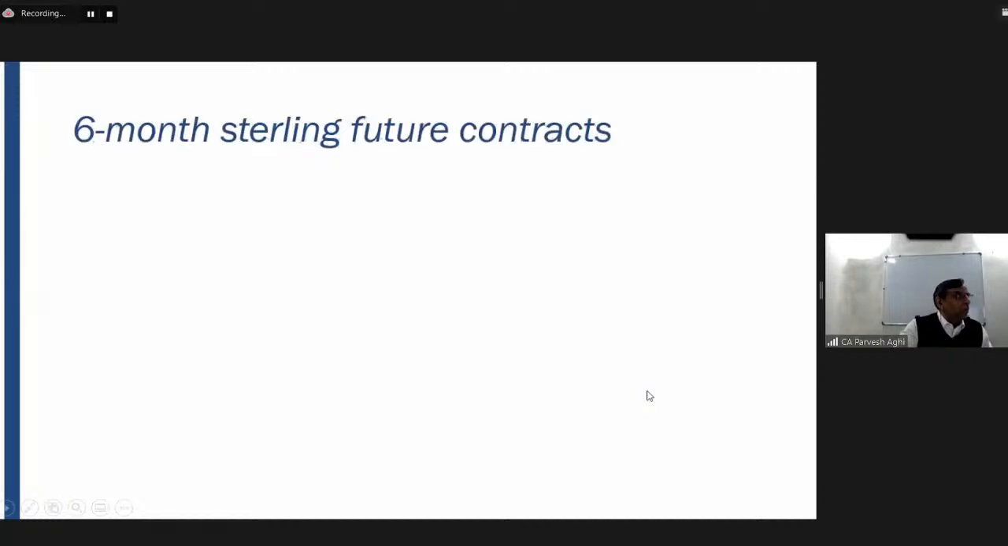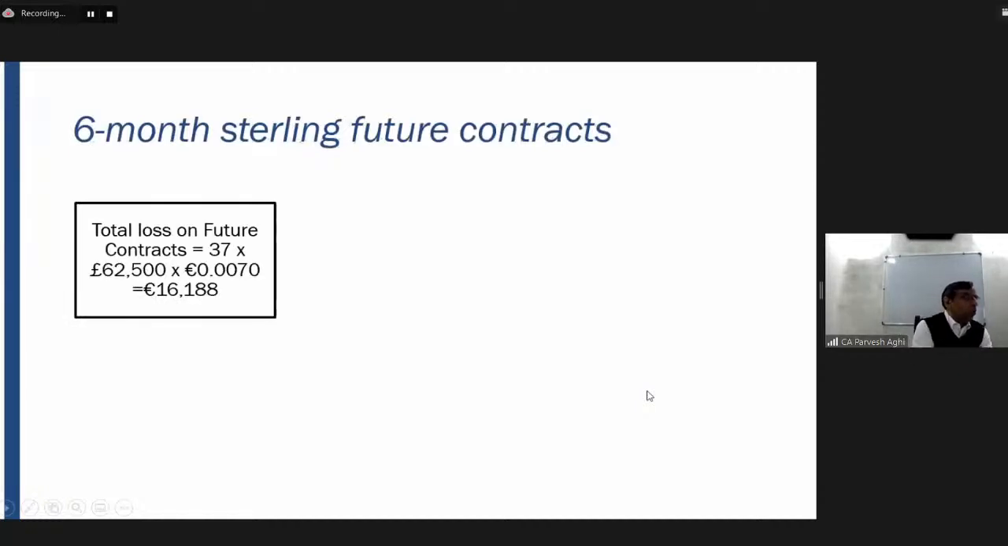Let's now look at the total loss on futures contracts. How many contracts were there? 37 contracts, each contract sizing 62,500 pounds. For each contract you have lost 0.0070 euros. So this is the amount of total loss in terms of euros, 16,188. This is the money which you have lost in terms of euros by taking a futures position.